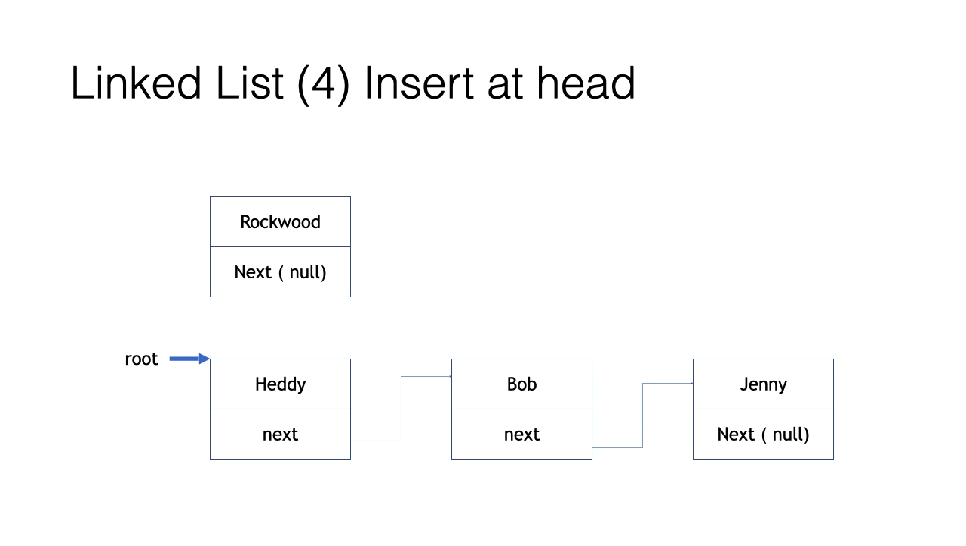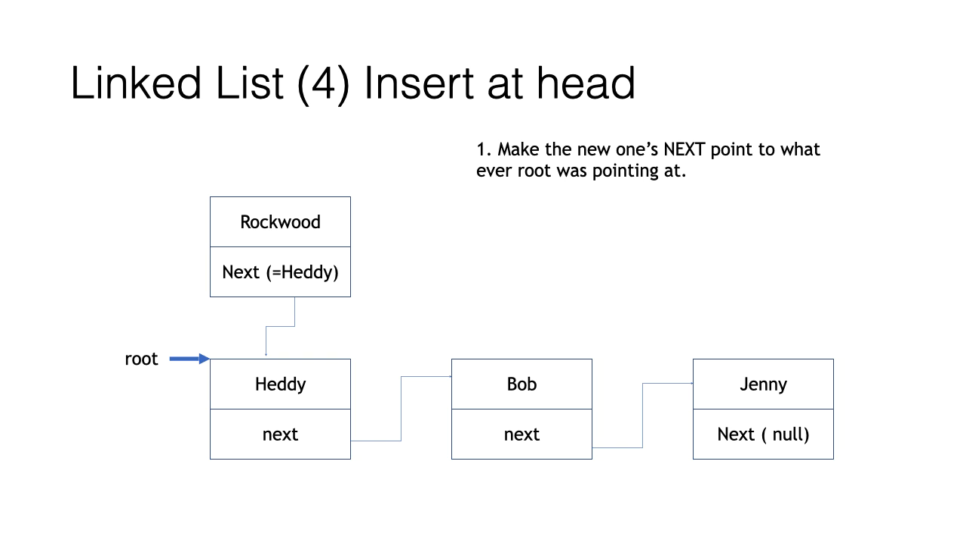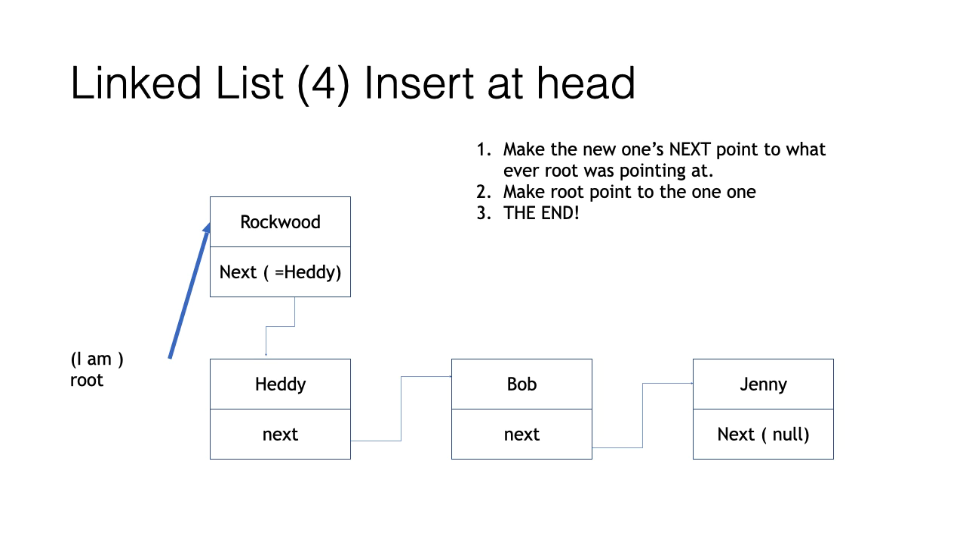How do I do this? Well, the first thing I do is I make Rockwood point to Heady. So Rockwood points to whatever root is pointing at. And then I make root point to Rockwood. So how complicated is that? Well, I do one operation and I do another operation. So inserting at the head of a linked list is O of 1 plus O of 1. Well, that's O of 2. And O of 2, well, we don't get out of bed for 2. It's O of 1. So it's always O of 1.